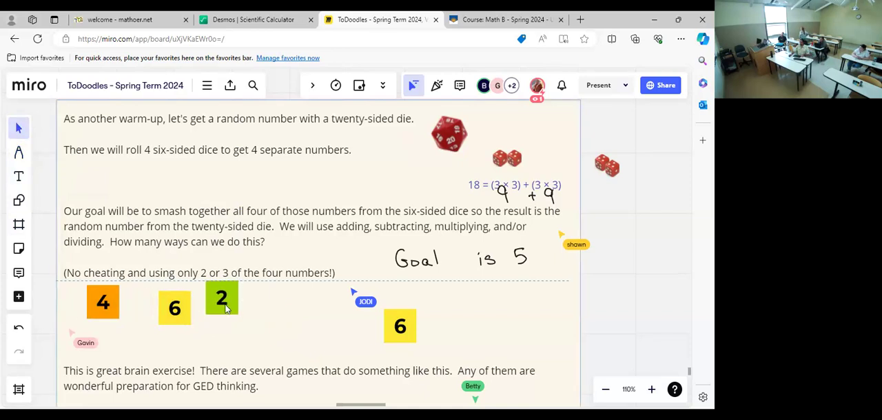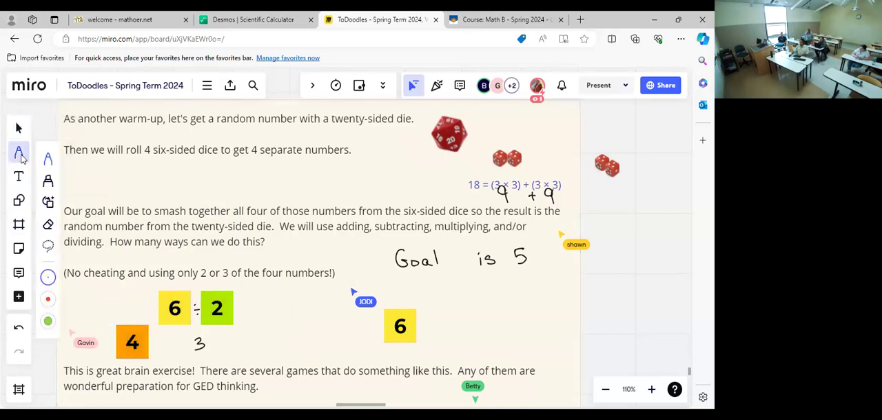3. So if I put these together with division, I can get a 3. Then I can say 4 minus 3 is a 1, right? And then 6 minus that 1 gets put to 5. There you go. There you got it. Very cool. Interesting way of doing it.